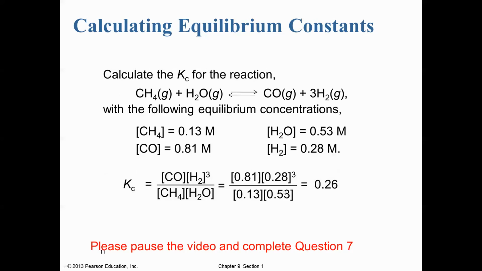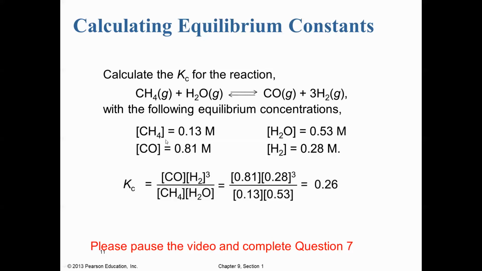We have a second example here, and now we're asked to calculate the Kc for the reaction below, and we're given the concentrations. And so once again, we want to write our equilibrium expression. So products over reactants, solids and liquids are left out, and coefficients become exponents. There's our equilibrium expression.